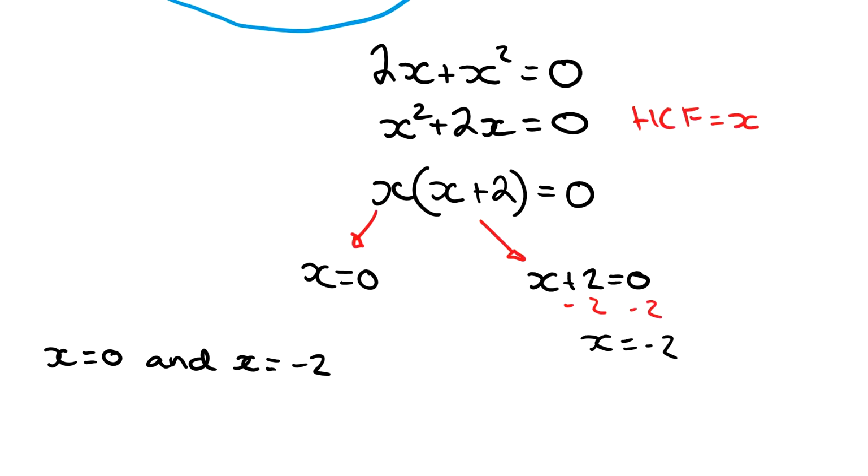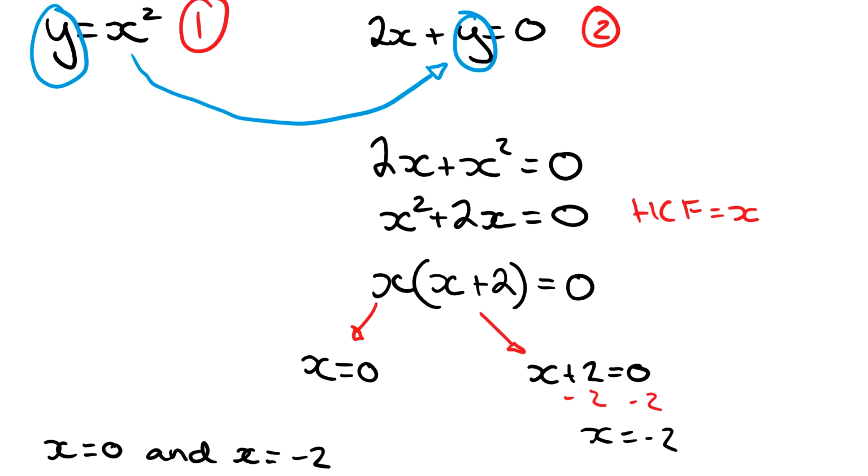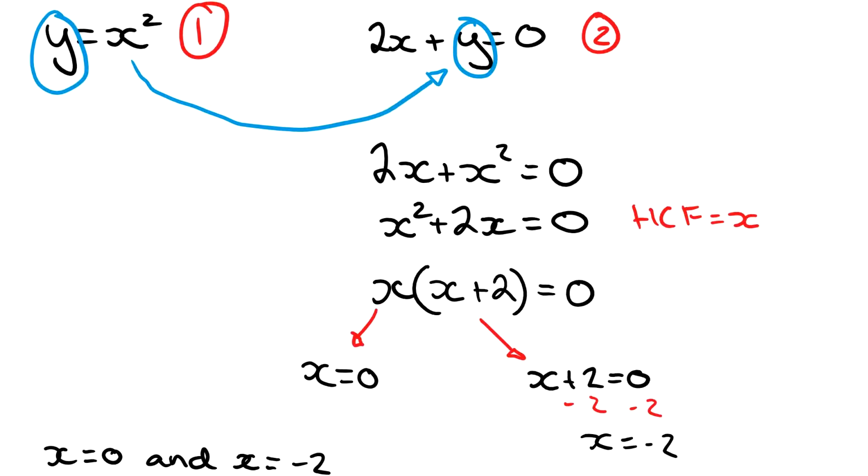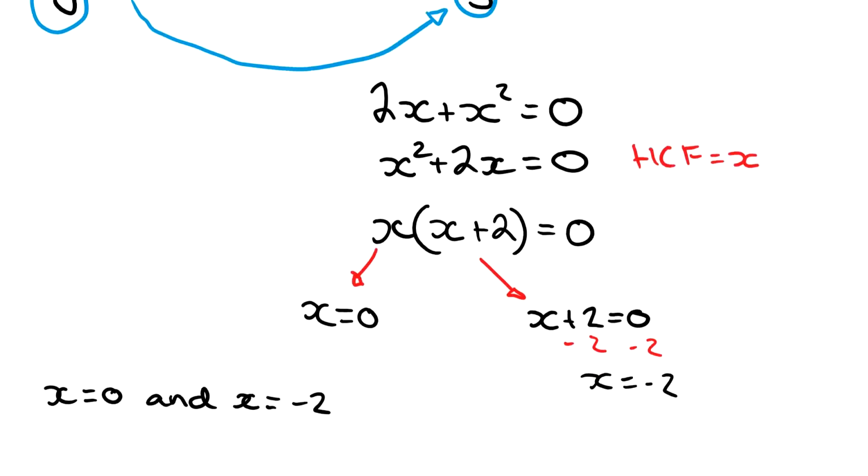A common mistake here is people stop at this point. The problem is we need to find all the variables. We need to find what x equals, but we also need to find what y equals. So now I'm going to substitute these values back into either equation 1 or 2. To make things easier, I know y equals x squared. That's probably the easiest. I'm not going to have to do any rearranging, whereas if I used equation 2, I'd have to do some rearranging.